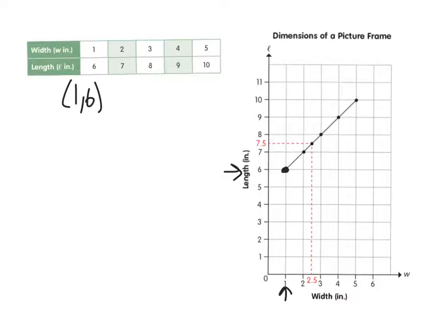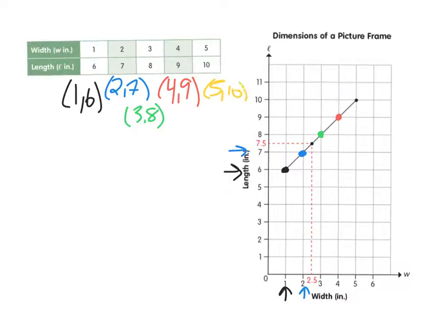Then they looked at the next number, the 2, 7, and they went over 2 and up 7, and they put the dot right here on 2, 7. They did that for all of these. The next one is 3, 8, and the dot ended up right here at 3, 8. And then they did 4, 9, which ended up here. And finally, 5, 10, and the dot ended up here.